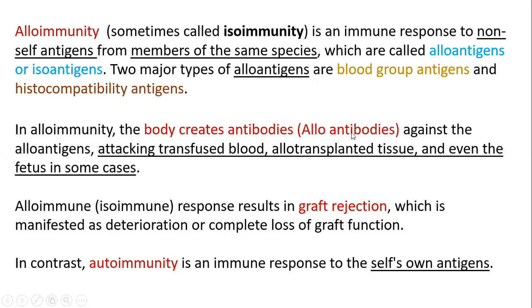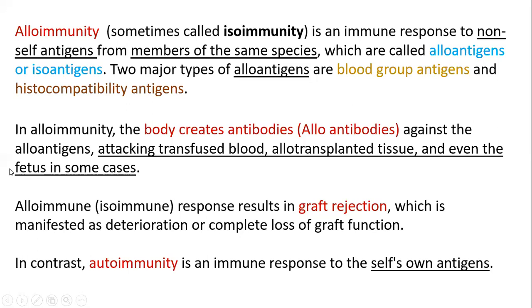When the alloantigens are recognized by alloantibodies, the body can go through the classical antigen-antibody pathway, elicit a complement process, and mount the response that is needed. In alloimmunity, the body creates alloantibodies against the alloantigen, attacking the transfused blood, allotransplanted tissue, and even the fetus in some cases. It is very important that during pregnancy, the mother and the fetal blood types in terms of HLA types are different during development.